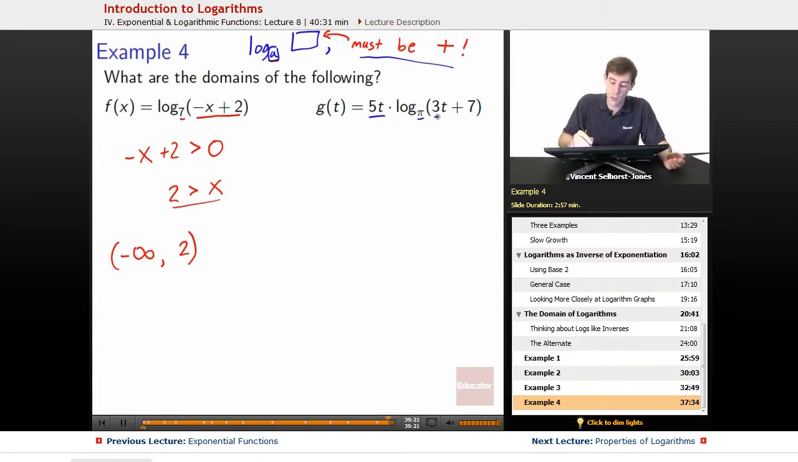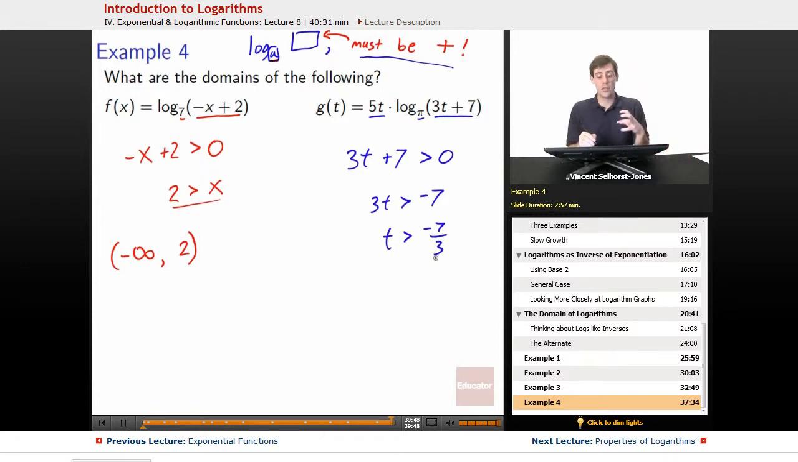Once again, the only thing we're worried about is when is the logarithm going to try to take the log of a negative or 0 number. So to avoid that, we have to have that 3t plus 7 must be greater than 0. Otherwise, we'll be taking a log of something that we cannot take logs of. That would break our function. So 3t plus 7 is greater than 0. Subtract by 7. 3t is greater than negative 7. Divide by 3. t must be greater than negative 7/3.